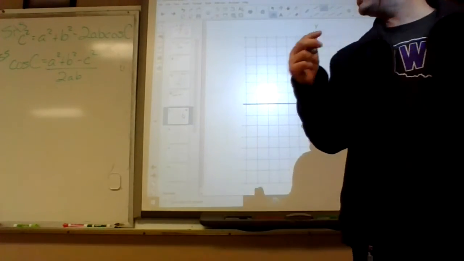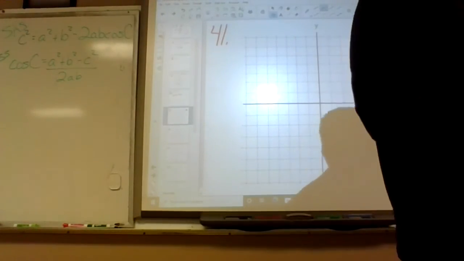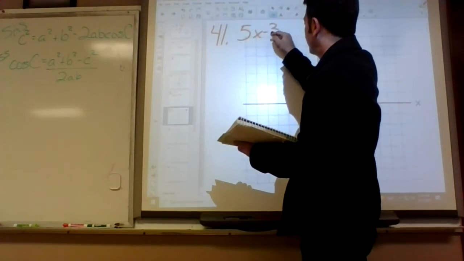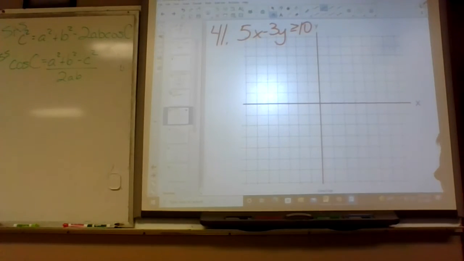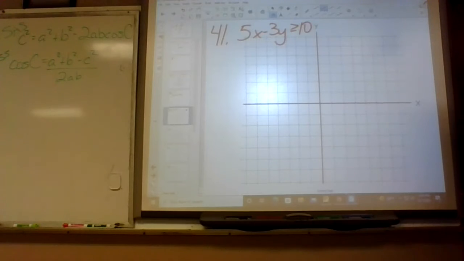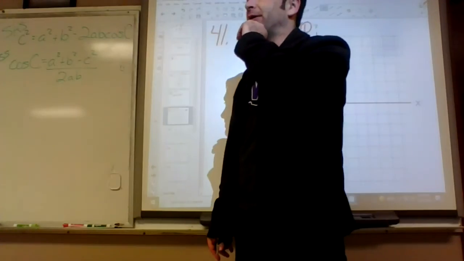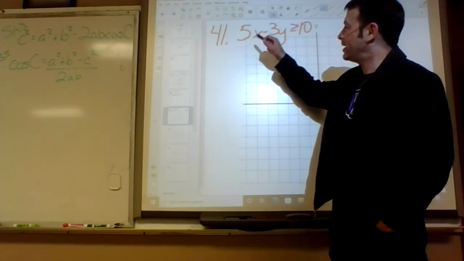Okay, on 41 we actually have to graph it instead of just talk about the graph. So 41 says 5x minus 3y is greater than or equal to 10. How do we graph something like that? It's in standard form, so we change it to slope-intercept form. In other words, we get y by itself. Done this probably 50 times. How do I get y by itself here?